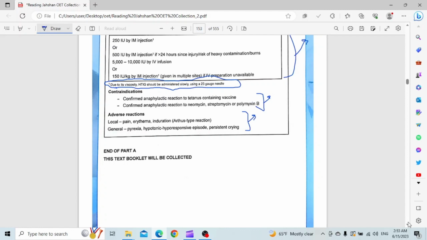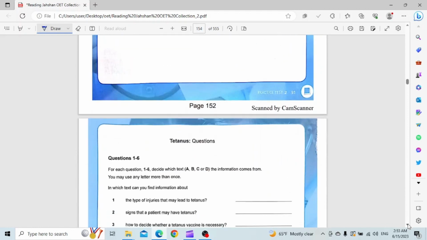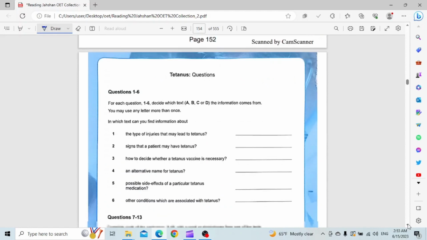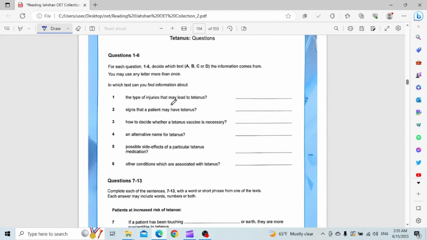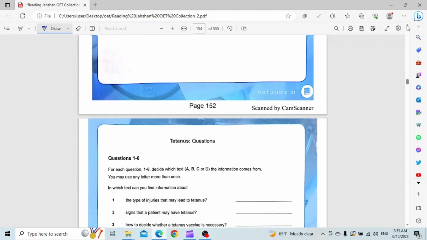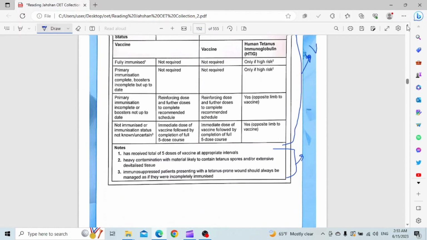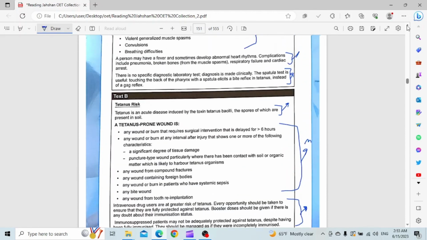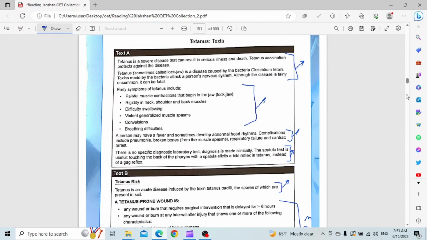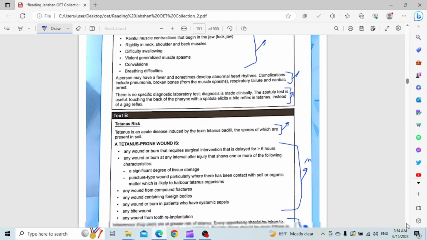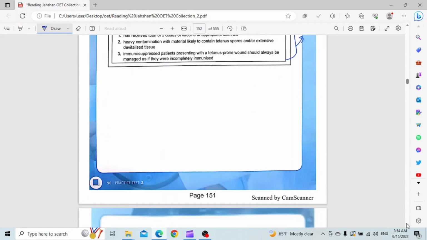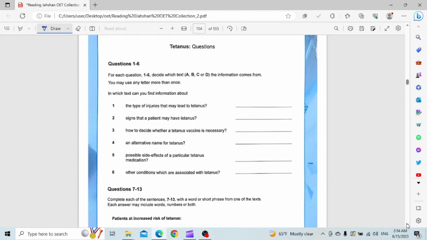Now you go to the first question. This should not exceed 1.5 to 2 minutes. Okay, the types of injury that may lead to tetanus. Okay, what does it mean about risks? Risks in which part? In part B, right? Types of injury. We are talking about types of injury, so it's in B, right? It's about risks.